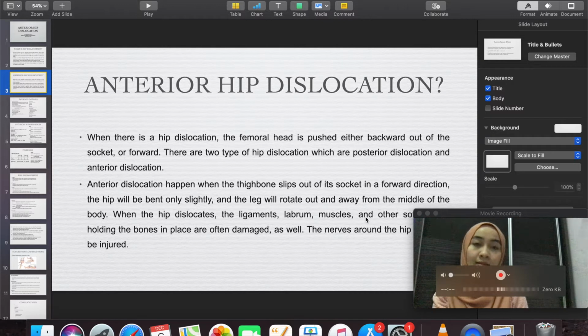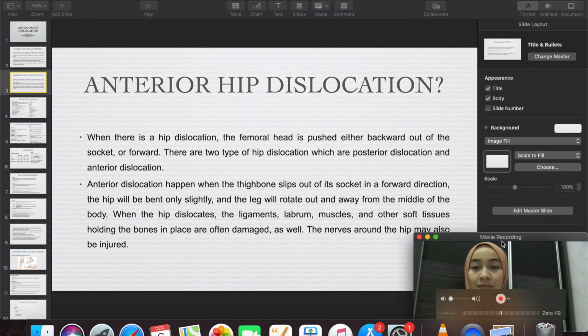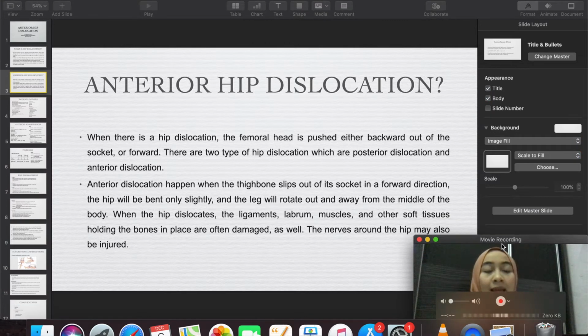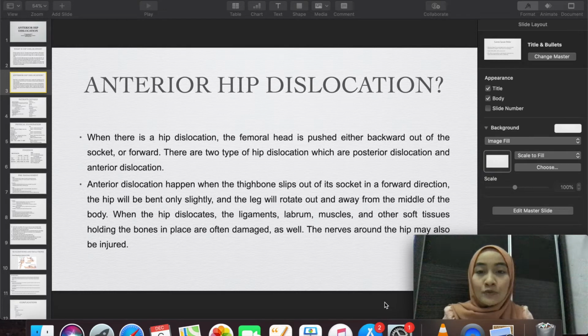Next, what is anterior hip dislocation? When there is a hip dislocation, the femoral head is pushed either backward out of the socket or forward. There are two types of dislocation, which are posterior dislocation and anterior dislocation. Anterior dislocation may happen when the thigh bone slips out of its socket in a forward direction.